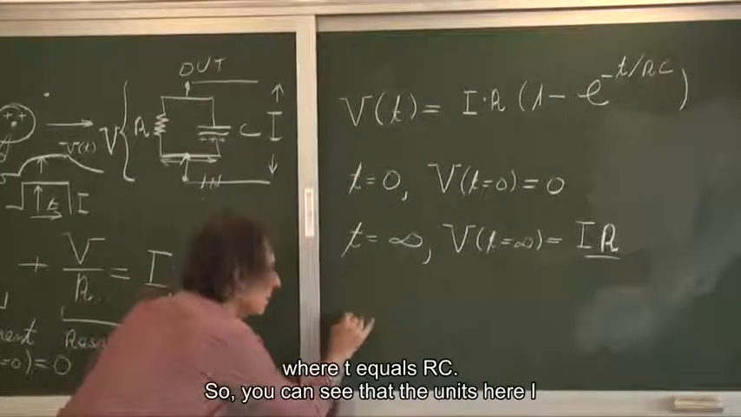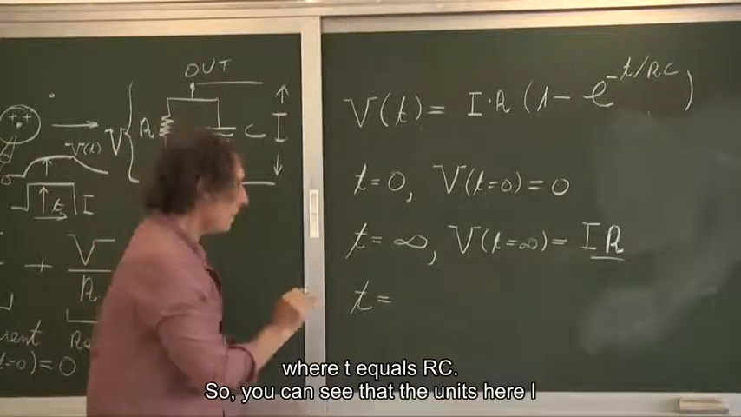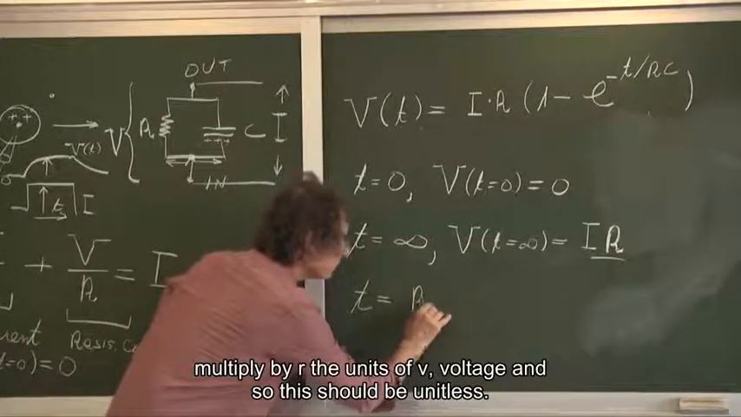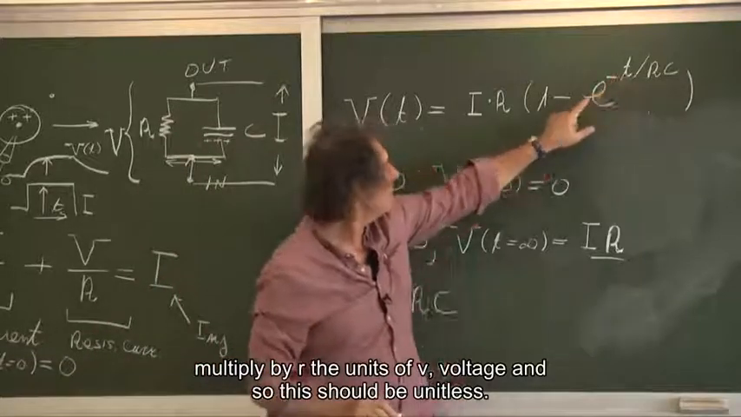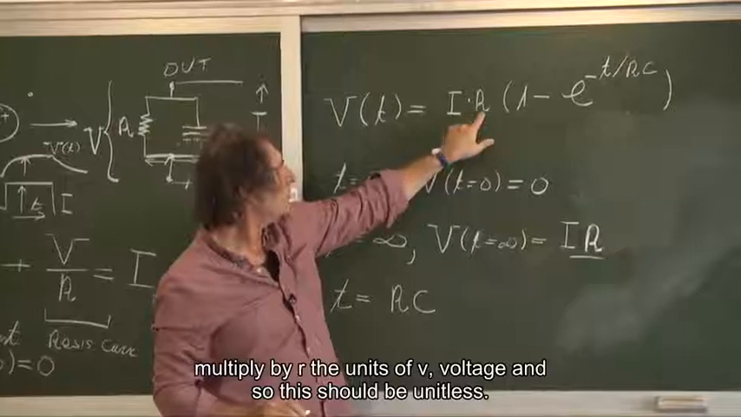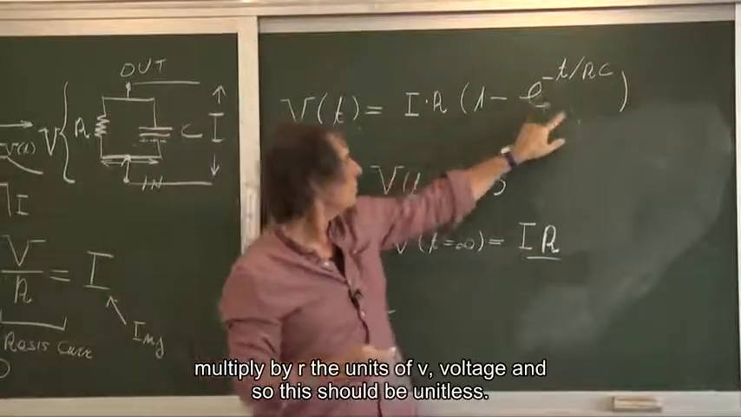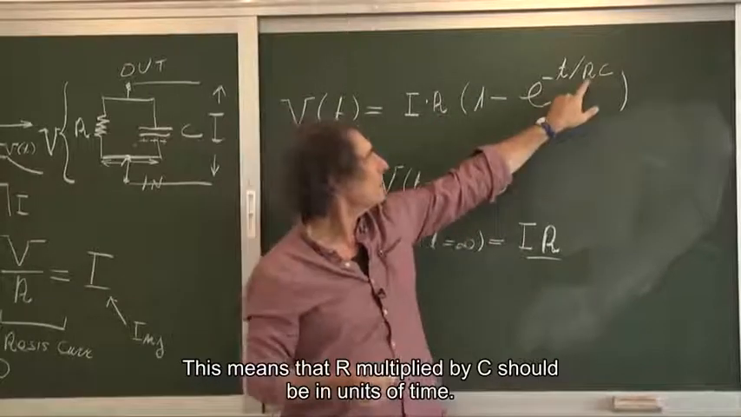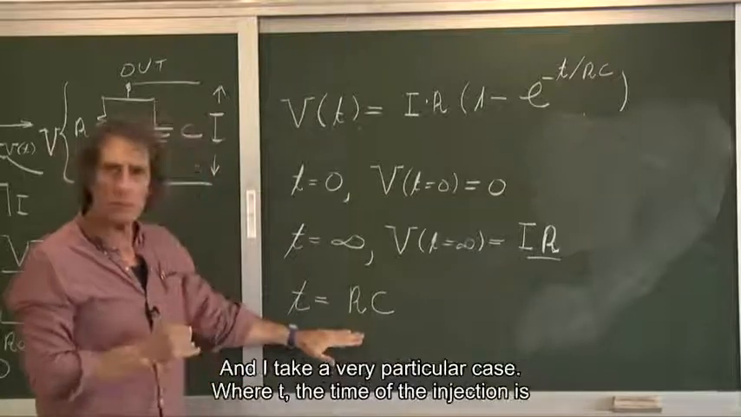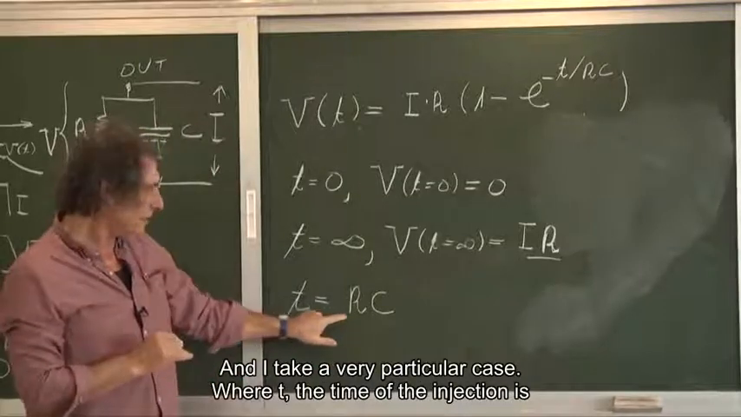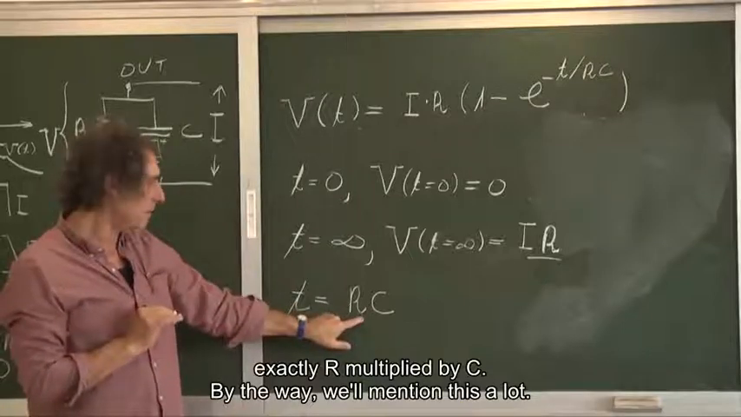And I want to take a very specific case where t equals RC. So you can see that the units here, I multiplied by R, the units are V, voltage. And so this should be unitless. This means that R multiplied by C should be in units of time. And I take a very particular case where t, the time of the injection, is exactly R multiplied by C.